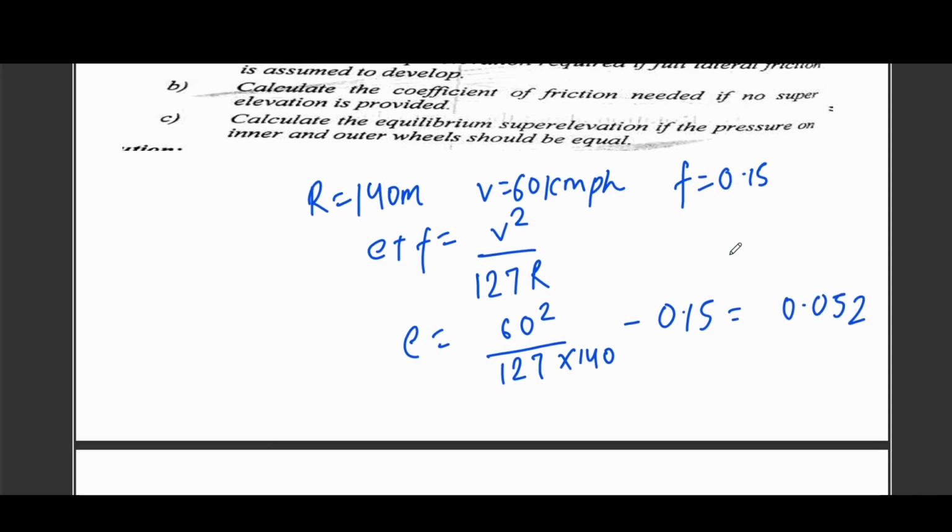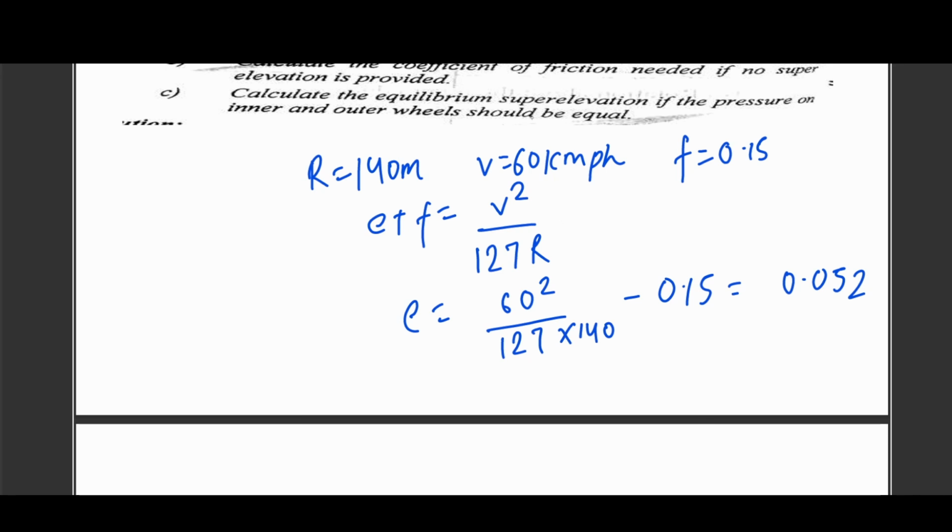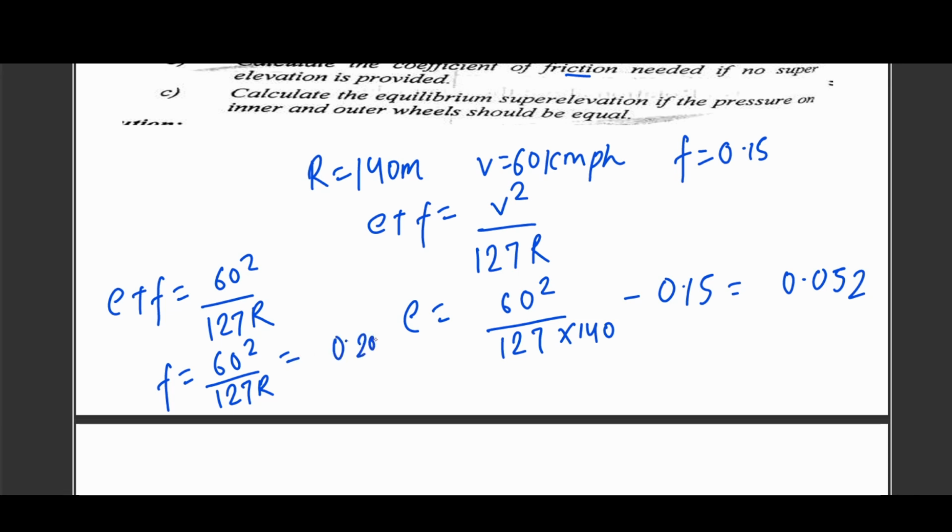Similarly, another question is calculate the coefficient of the friction if no super elevation is provided. That means E equals 0. So we have E plus F equals 60 square divided by 127 R. We have to calculate the value of F. F equals 60 square divided by 127 R, and if no super elevation is provided, E equals 0. So the final value will be 0.202.